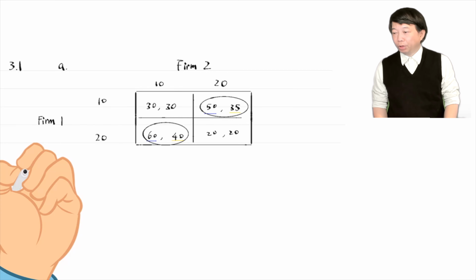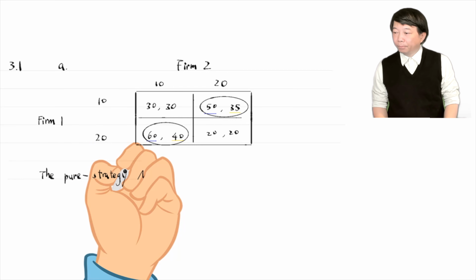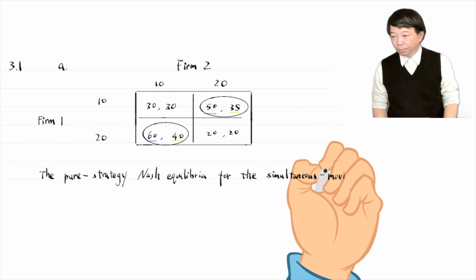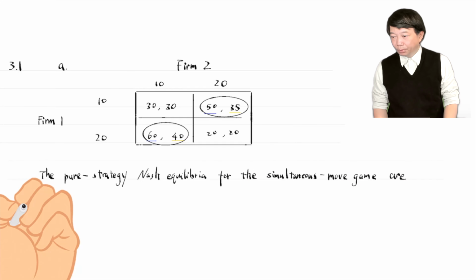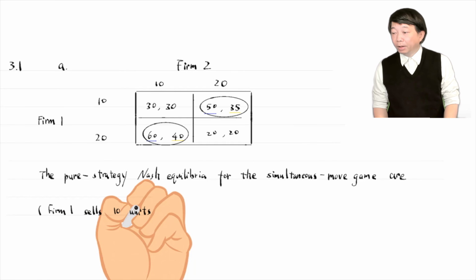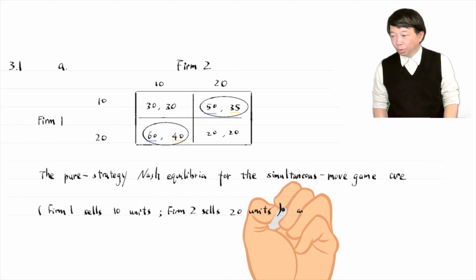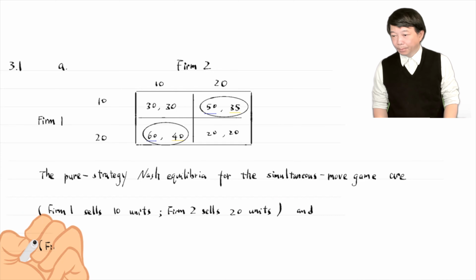The two pure strategy Nash equilibria are firm 1 sells 10 units, firm 2 sells 20 units, and firm 1 sells 20 units and firm 2 sells 10 units.